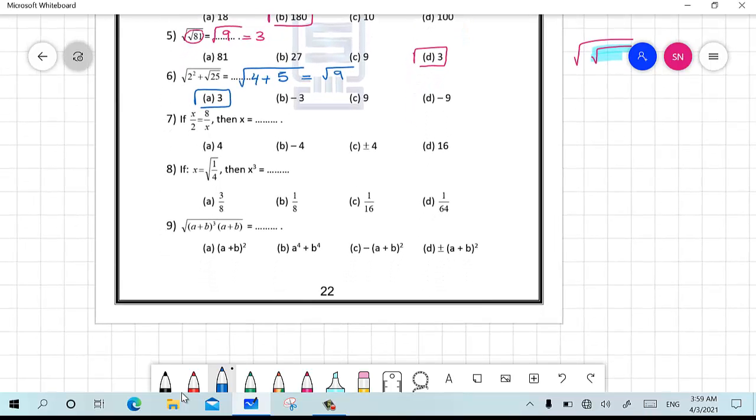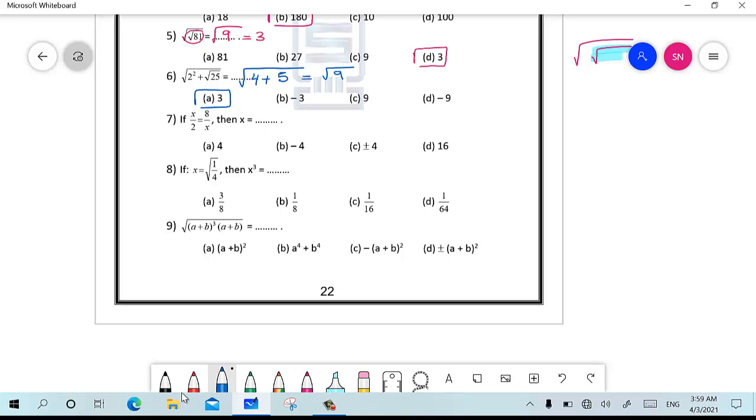I need your attention here, please, at number 7. If x over 2 is equal to 8 over x. Here we are going to use proportion. I'm going to make cross multiplication, so I should be able to find x. So x times x, this is equal to x squared. So x squared is equal to 2 times 8. So I know that x squared is equal to 16.